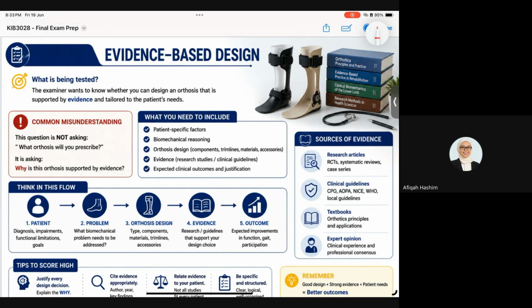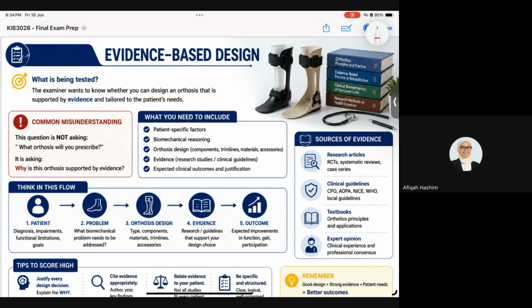Don't just write, I recommend an ankle foot orthosis, but instead explain which type of AFO, why you select that design, what material you will use, whether solid ankle or articulated ankle, what trimline, all right, and how this design feature addresses your patient-specific problem.